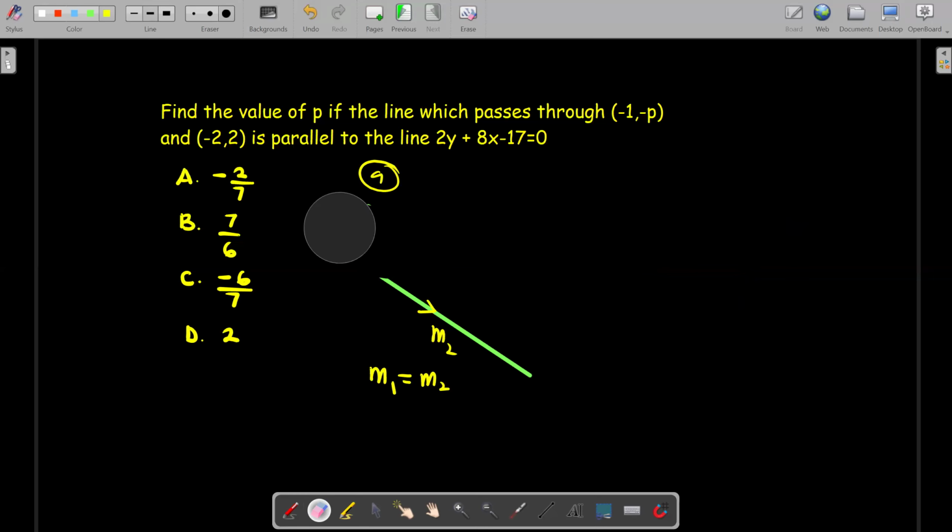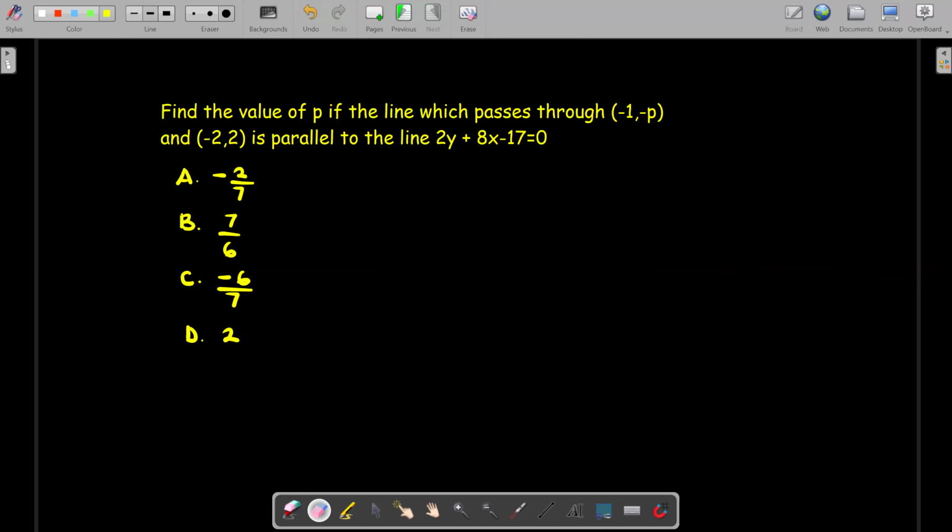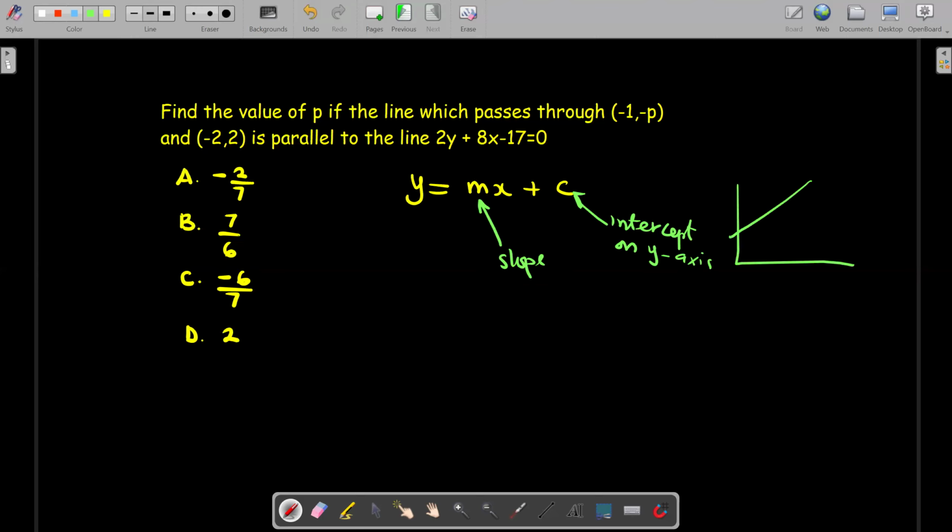Since we know that the two lines are parallel, then their slope will be the same. So we can use that idea to calculate the value of P. Now, another concept we need to be familiar with is that a straight line is generally represented as y = mx + c. If you have your straight line written in this form, you see that your coefficient of x here is your slope or gradient, while c here is your intercept on the y-axis. That is, if we have a line, the slope of this line is m, while the intercept here is your c. This line is y = mx + c.